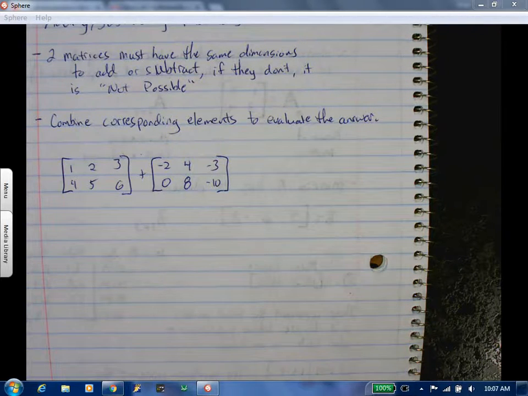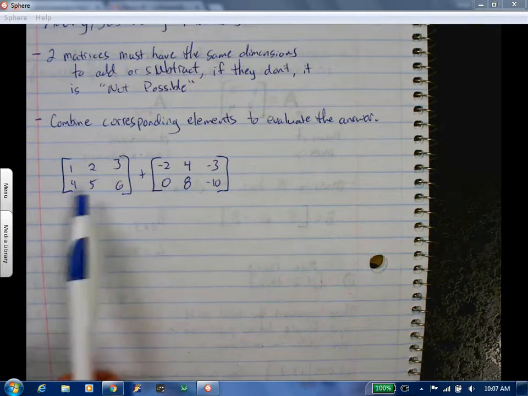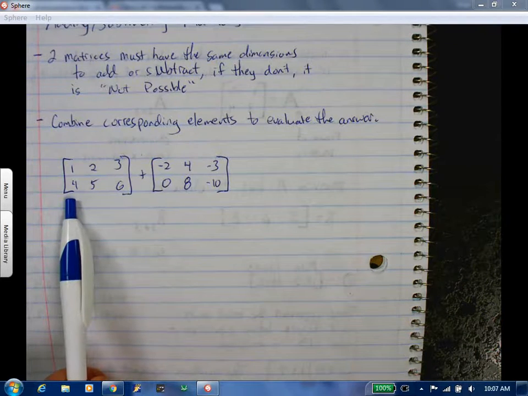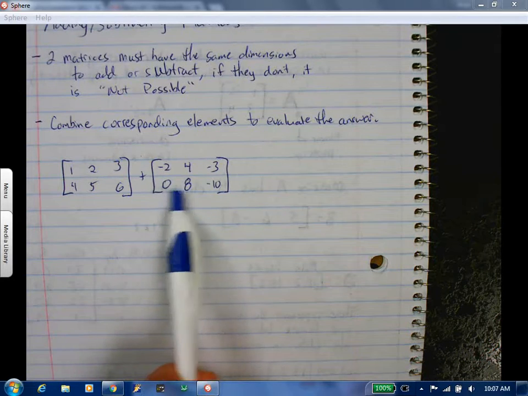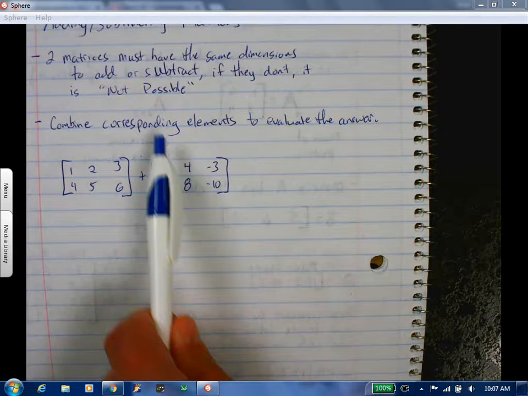Do these have the same dimensions? How many rows? 2. How many columns? 3. This one, how many rows? How many columns? 3. Our answer is going to be a 2 by 3.